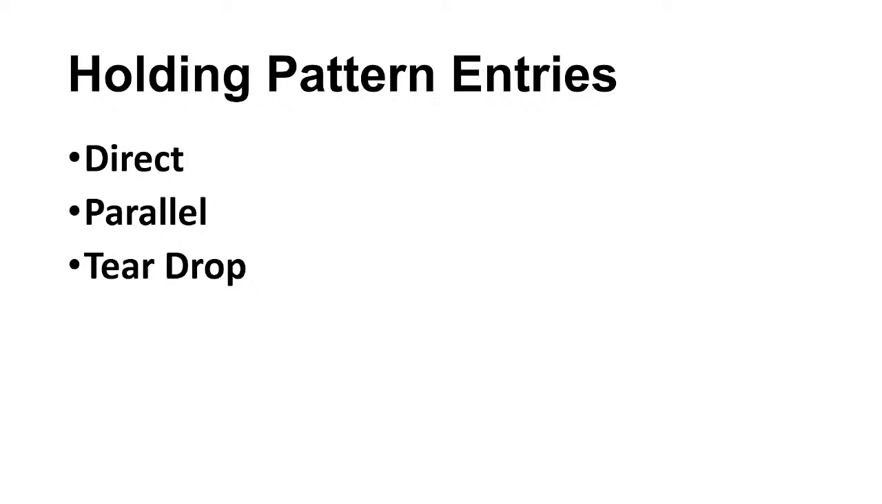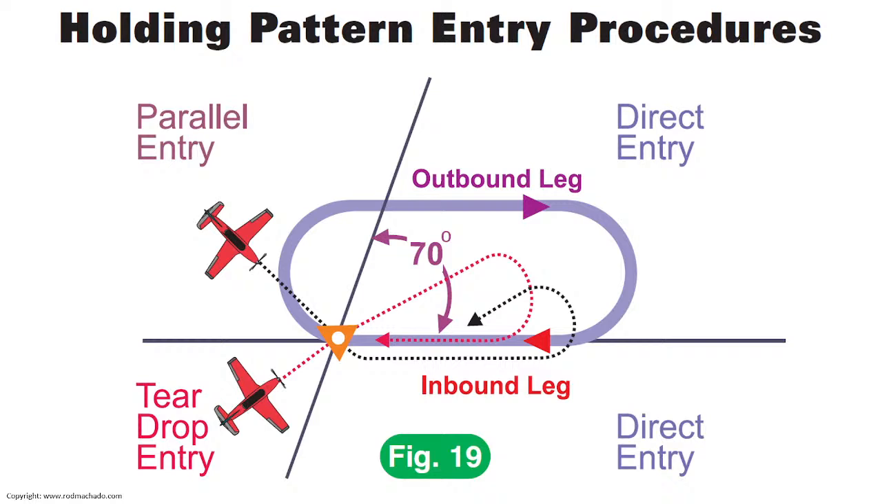On the test, yes. But in real life, no. Okay, so here's why. There's 3 pattern entries: direct, parallel, and teardrop. I even put them in that order. And here I think is why people get so screwed up. They see a drawing like this, and it talks about direct, parallel, teardrop, and there's 1,000 lines and a bunch of degrees. They talk about 70 degrees a bunch.